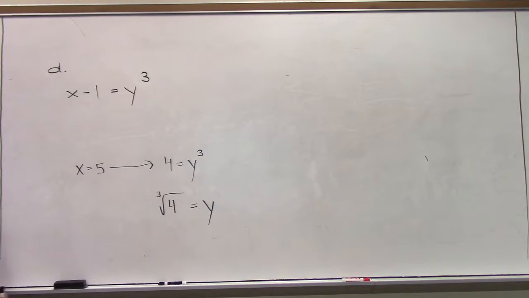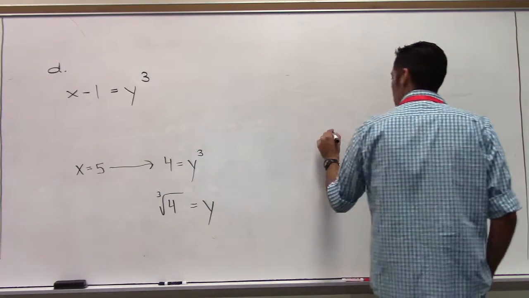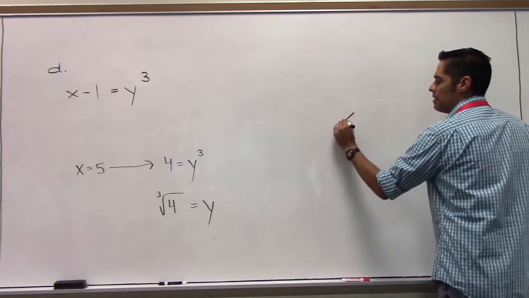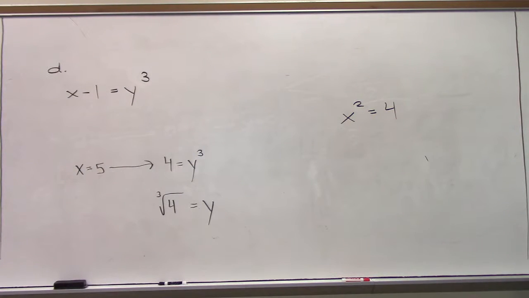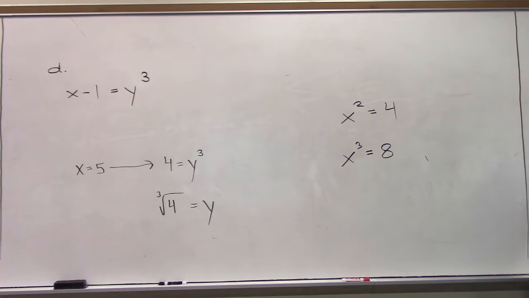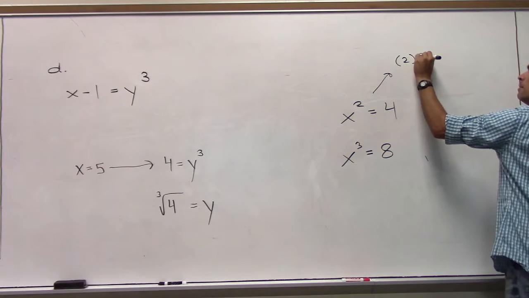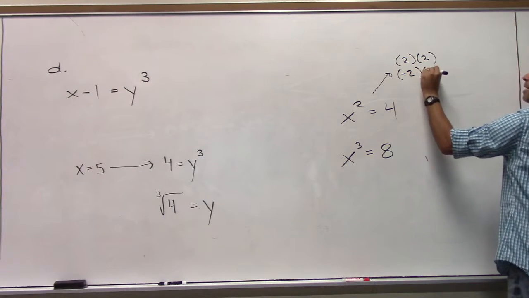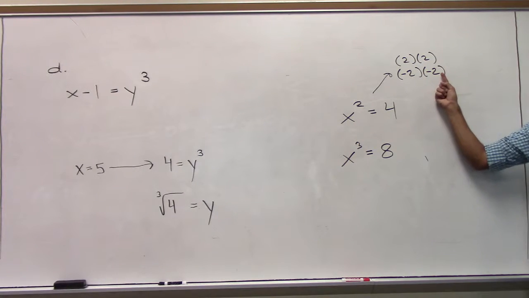No. Why? Let's go back to the idea that if I say x squared is equal to 4, that could be 2 or negative 2: 2 squared or negative 2 squared. But if I say x cubed is equal to 8, this could be 2 times 2 times 2, but it couldn't be negative 2 times negative 2 times negative 2. The reason the square works is because a negative times a negative is positive.